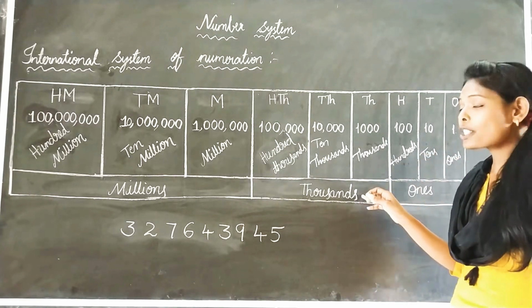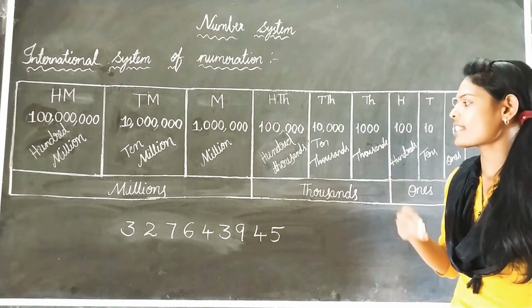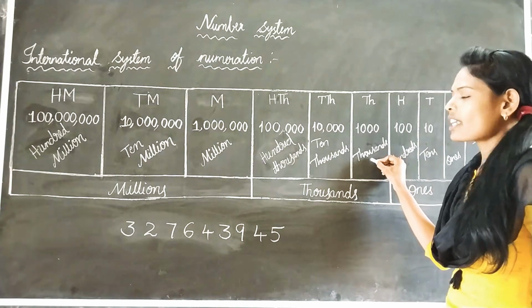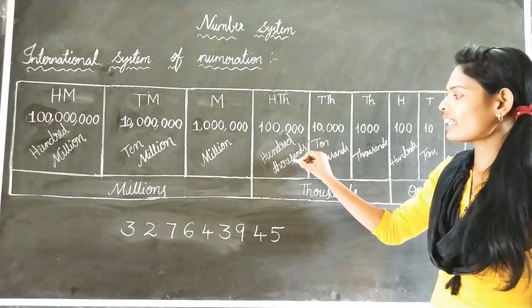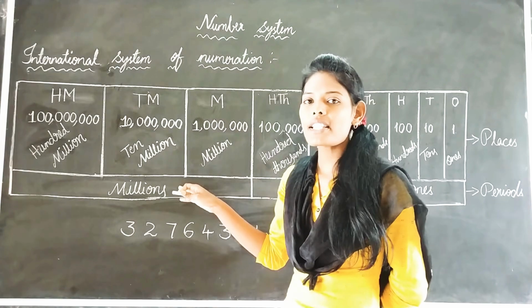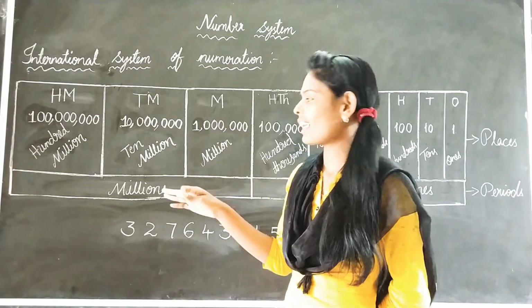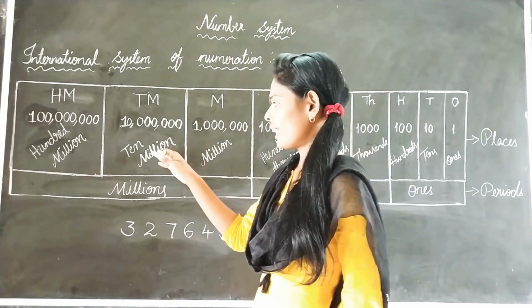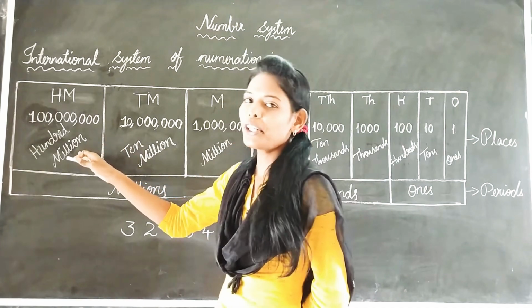In thousands period, we have three places. They are thousands, ten thousands, and hundred thousands. In millions period, we have three places. They are million, 10 million, and 100 million.